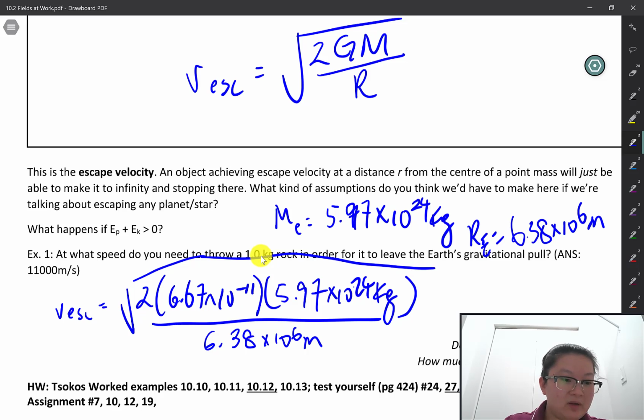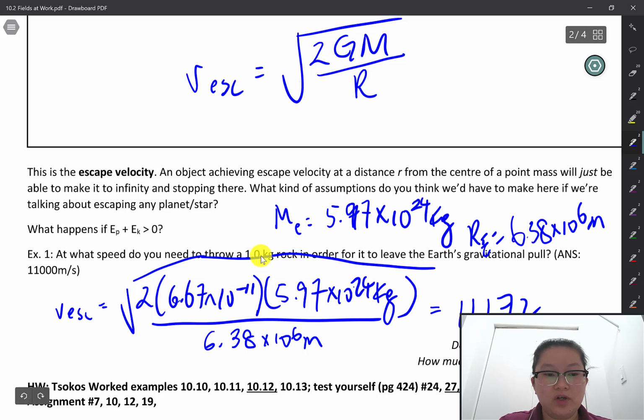Notice that the mass of the rock actually doesn't matter. You just need that much escape velocity for the object to leave. Whatever mass is trying to escape, that's the velocity needed. If you have more mass, of course, you're going to need more energy to get the object out of the gravitational influence, but the speed is all the same. Here we got 11172 meters per second, which rounds to 2 sig figs as 11,000 meters per second.